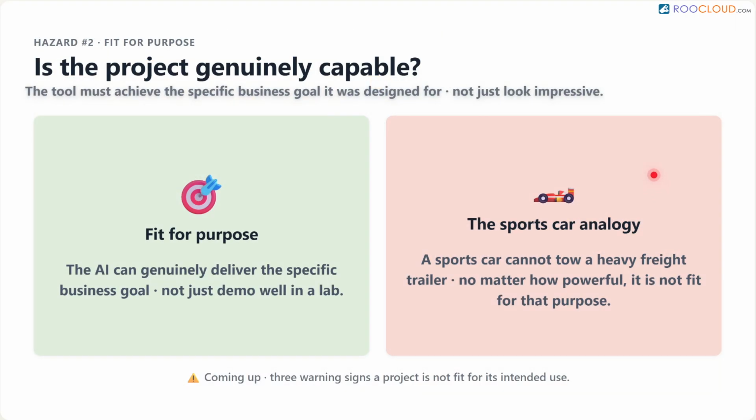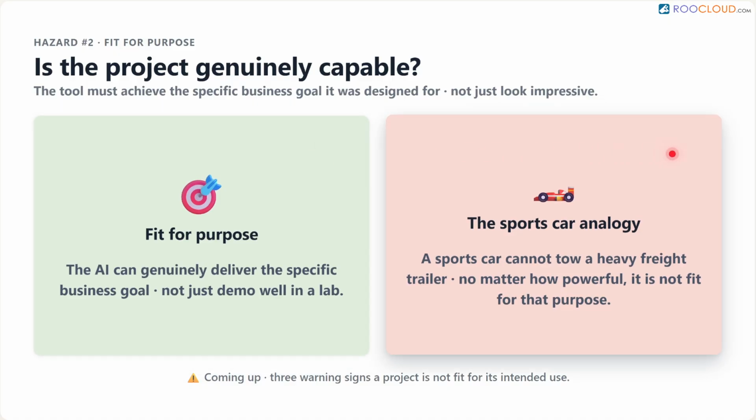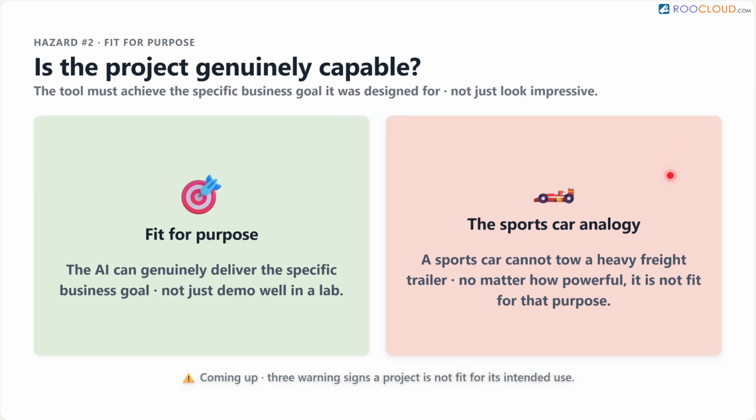The next major hazard is ensuring the project is fit for purpose. This simply means the tool is genuinely capable of achieving the specific business goal it was designed for. You would not use a sports car to tow a heavy freight trailer because the vehicle is naturally not fit for that specific purpose. There are 3 major warning signs that a project is not fit for its intended use.